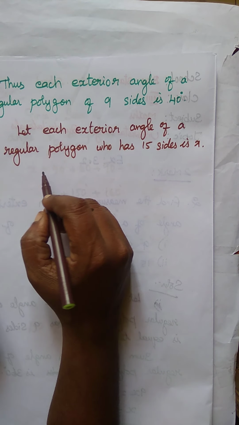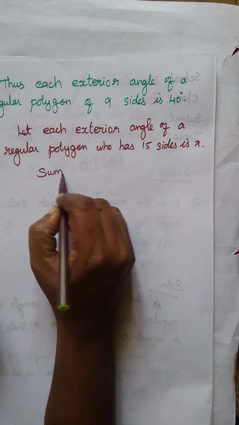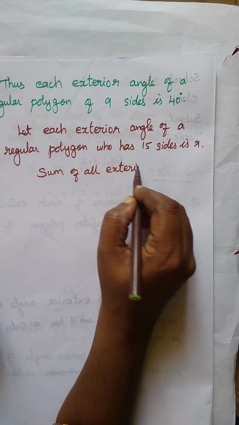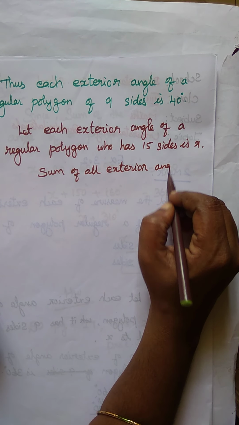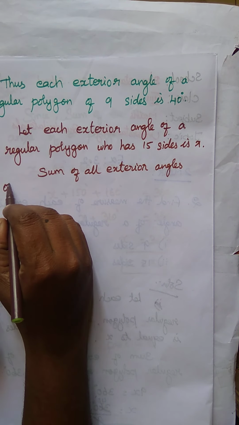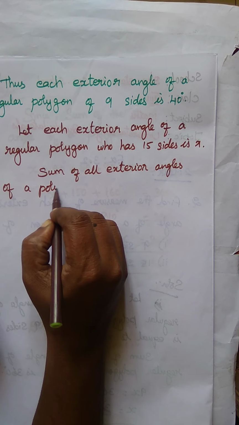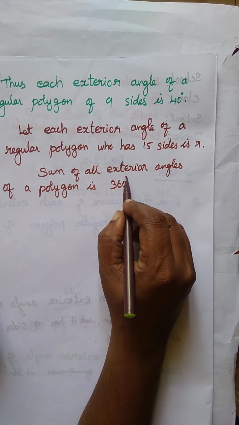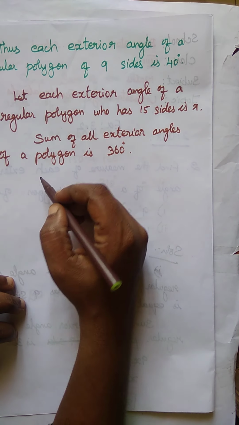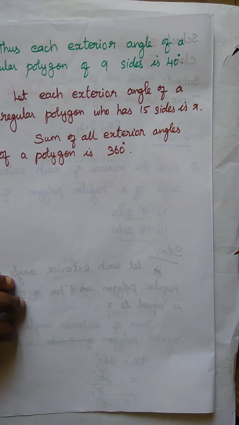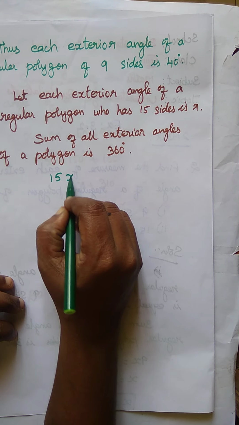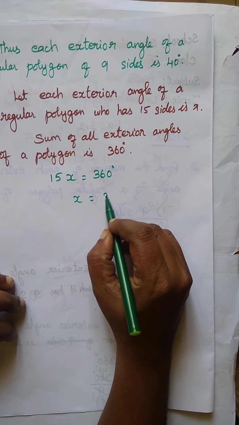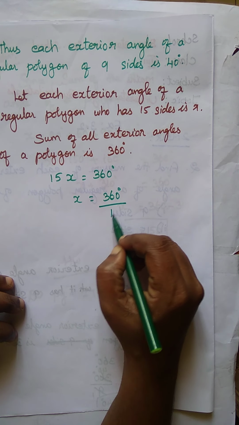Okay, so in the same statement, sum of all exterior angles of a polygon is 360 degree. Now we have 15x. 15x is equal to 360 degree. So x is equal to 360 degree divided by 15.